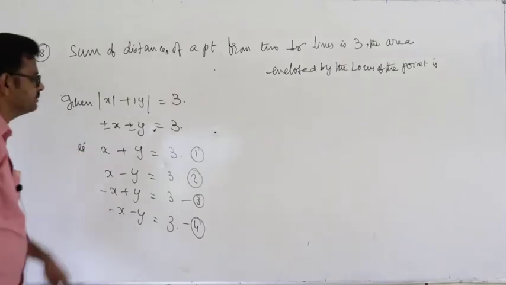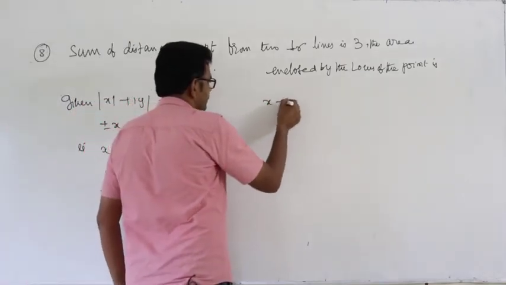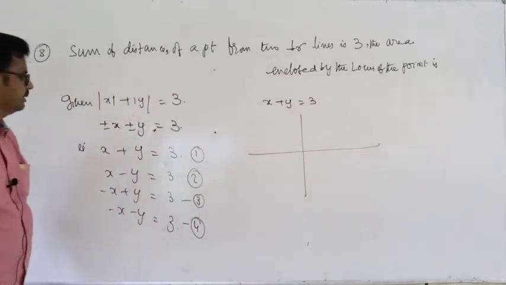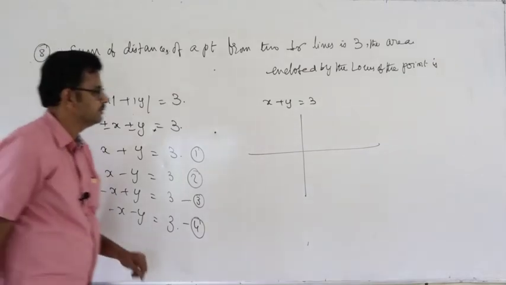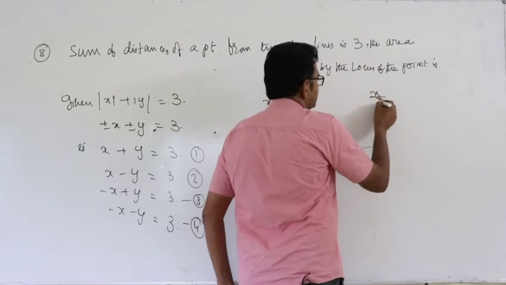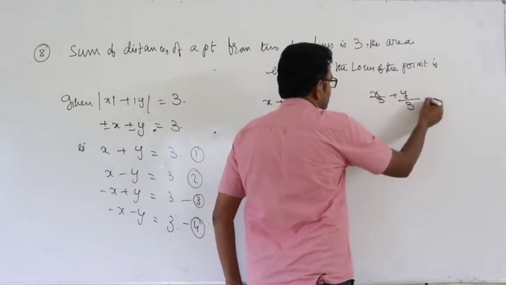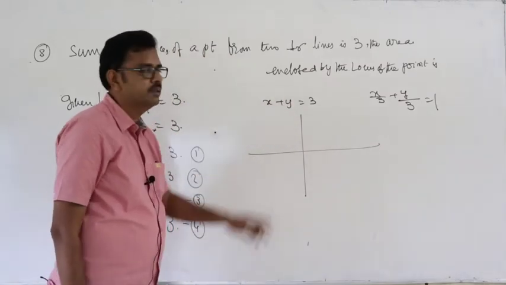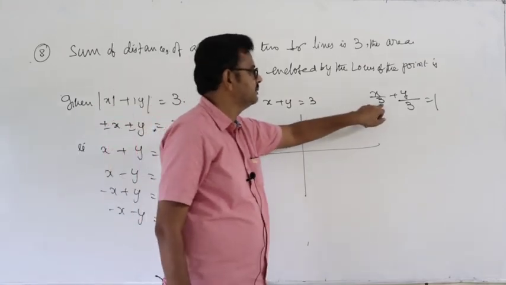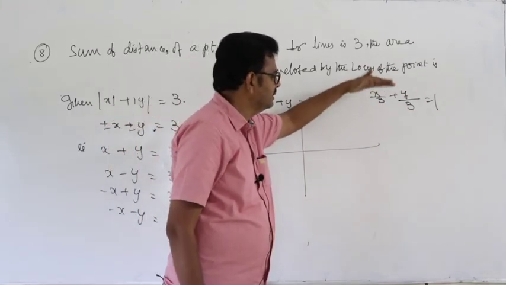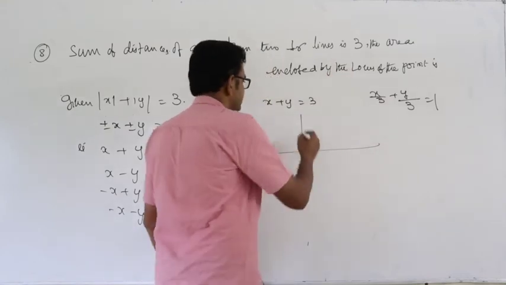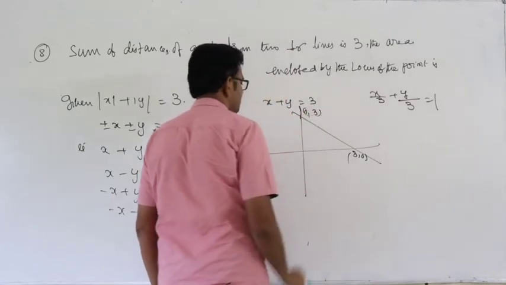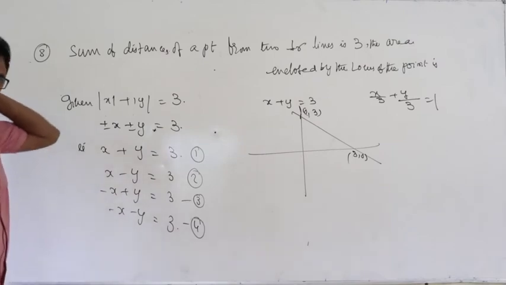Take the first line, x + y = 3. You can draw the graph of x + y = 3. That is x/3 + y/3 = 1. The x-intercept is 3 and the y-intercept is 3. The line cuts the x-axis at (3, 0) and the y-axis at (0, 3).